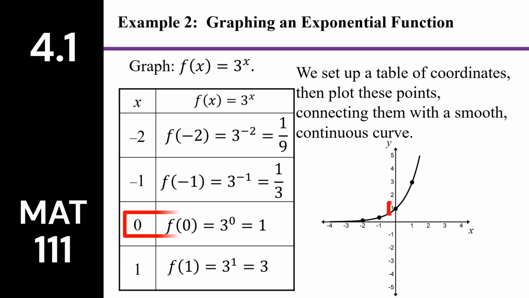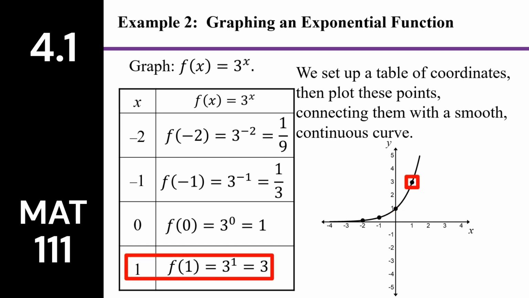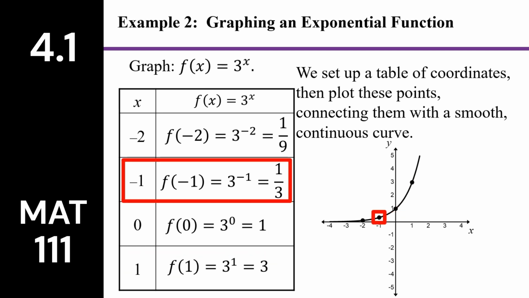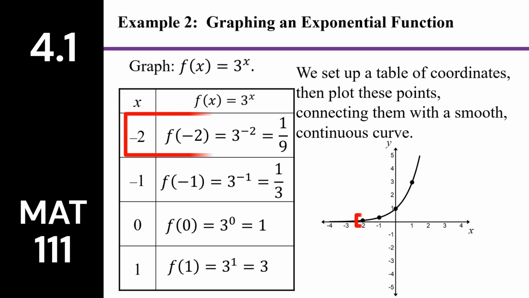We plot those points. Let's take a look. When x was 0, we're at a height of 1. When x was 1, we had a height of 3. At x equals negative 1, we're down at 1/3, so we just do our best to approximate that height. And finally, when x is negative 2, we're up 1/9. We start getting really close to the x-axis, so it gets harder and harder for us to draw it. Note that it never touches, even though it will look like it on many of our graphs.